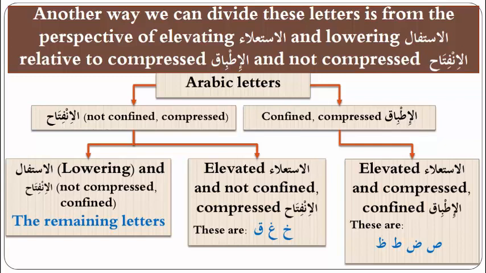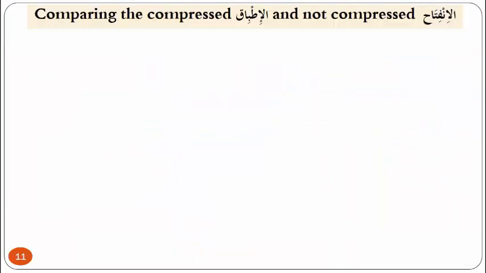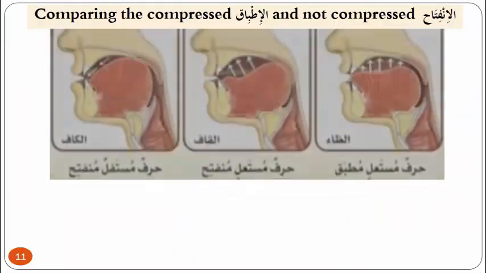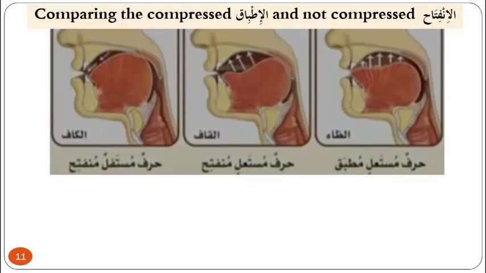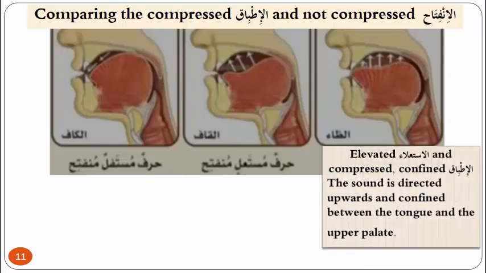Okay, so this is a clear distinction of which letters are itbaq by themselves, which letters have isti'la in them but are munfatih, and which letters are istifal and munfatih. So here we are going to put together one picture to compare the compressed, the itbaq, and the non-compressed, the infitah. Okay, so we have the three categories here: the elevated, the isti'la, and compressed, confined itbaq.